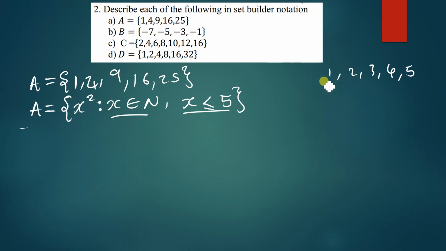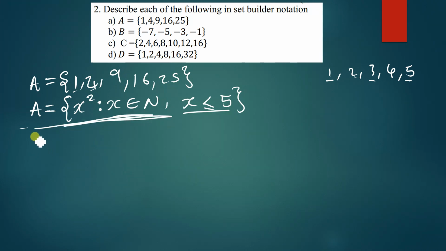For instance, if you square 1, you get 1. If you square 2, you get 4. If you square 3, you get 9. If you square 4, you get 16. If you square 5, you get 25. So this is the solution for the first part.